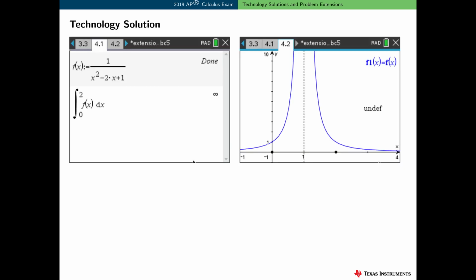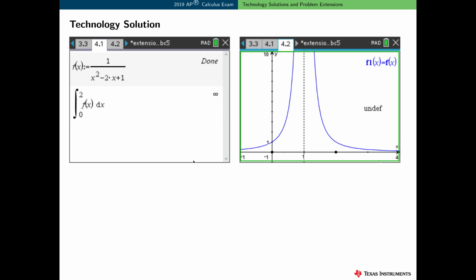Here's how I can use technology to solve this problem. First, I defined the function f, and then I simply tried to evaluate the given integral. Now, I don't know the algorithm behind the scenes, but I assume that TI-Nspire knows to split this integral, knows there are two improper integrals involved, and evaluates at least one of the improper integrals, and concludes that the answer is infinity. Therefore, the original integral diverges.